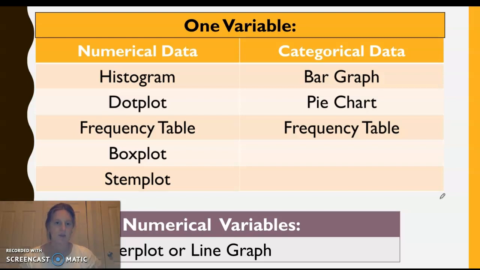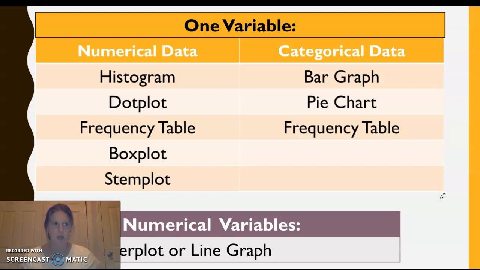For numerical data, so number of points is numerical data, data displays we can use are histograms, dot plots, frequency tables, box plots, and stem plots. I know this might not mean a lot to you because we haven't gone through the different types, but this is a good breakdown of which data display is used for which type of data. Whereas categorical data, like we talked about, when we're receiving a word back or a qualitative category, we're going to sort that data into a bar graph, a pie chart, or another frequency table. It can be used for both.